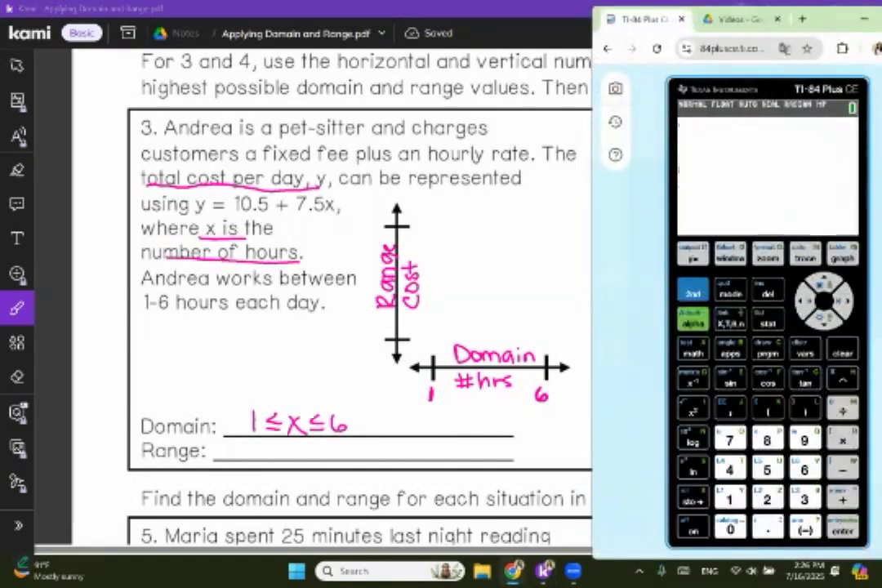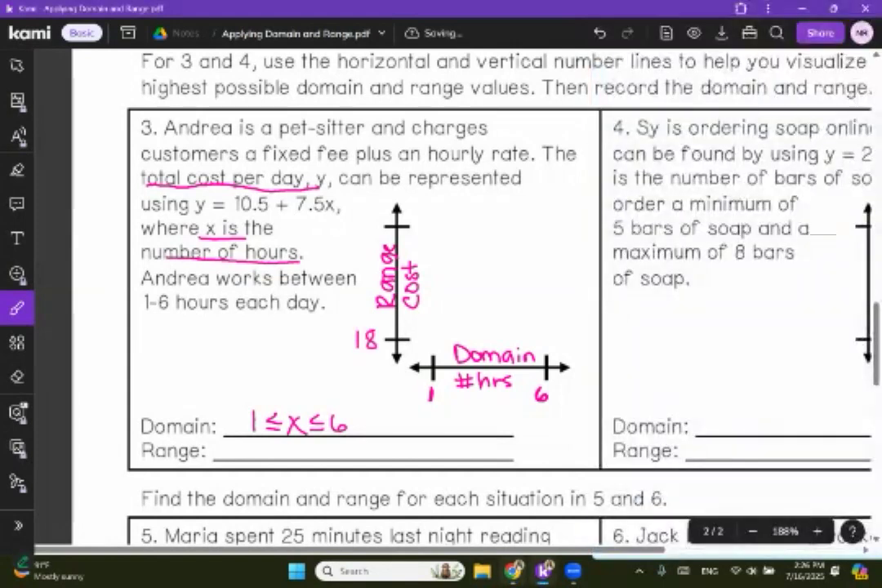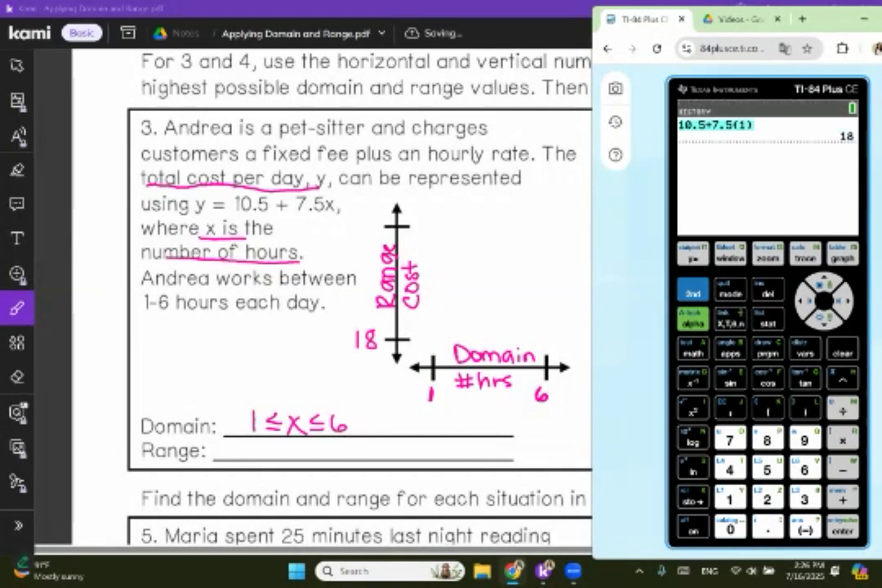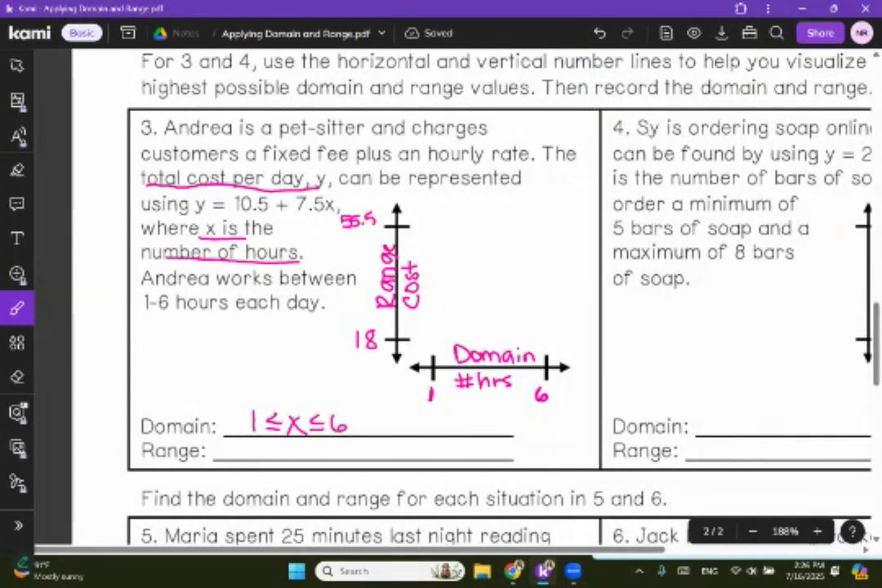Clear that out. 10.5 plus, go back, 7.5 times 1. If she works exactly 1 hour, she's going to get $18. But if she works more than that, I'm just going to copy paste on this one. If she works the 6 hours, she's going to earn $55.50. So she can make anywhere between $18 and $55.50, depending on when she decides to clock in, clock out.